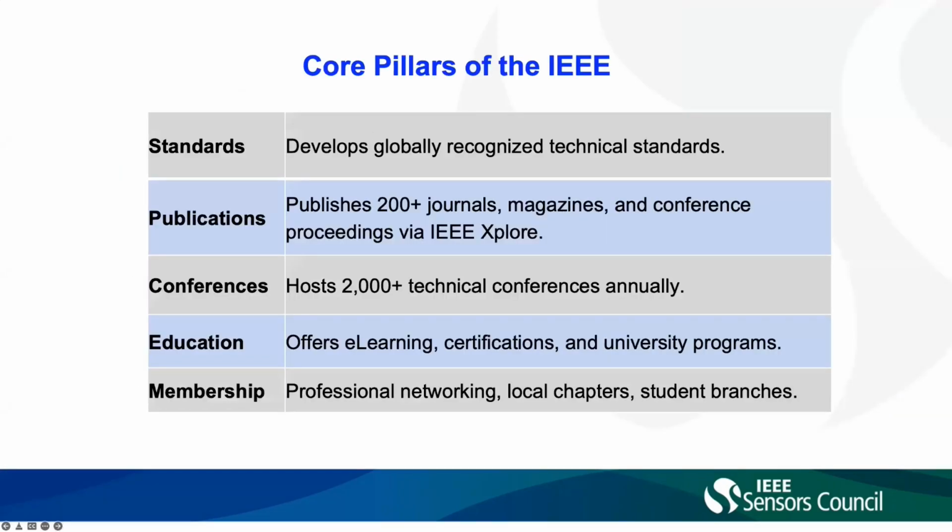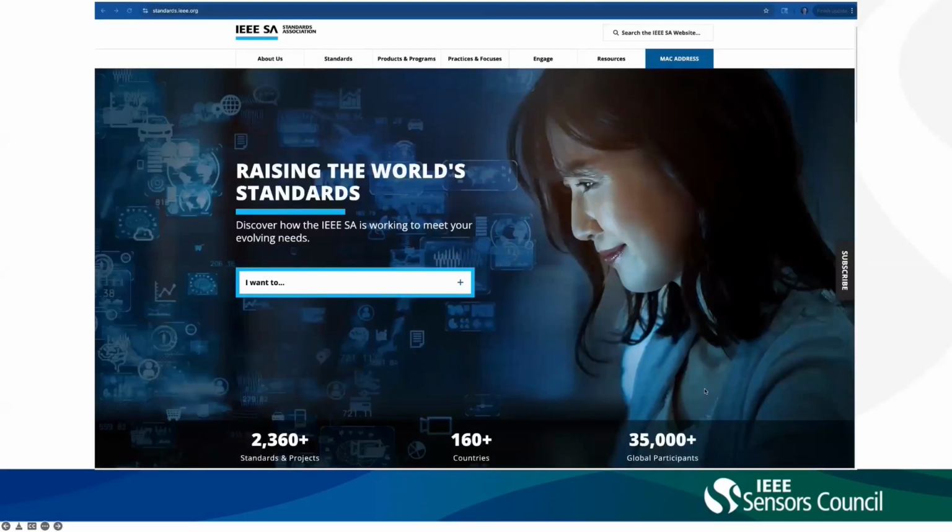The pillars of the IEEE: standards, globally recognized technical standards, we all know of those. Publications, over 200 journals. In addition, there are magazines, conference proceedings, over 2,000 of these technical conferences that are published around the world. All of those publications are available in IEEE Xplore. It offers e-learning, certifications, professional networking, has local chapters and student branches all around the world. That's the IEEE.